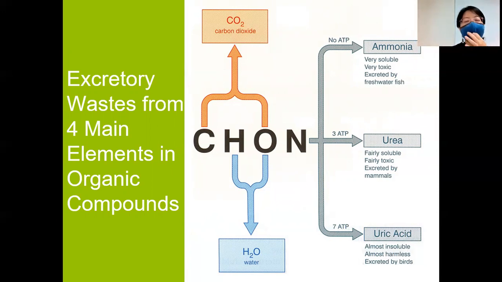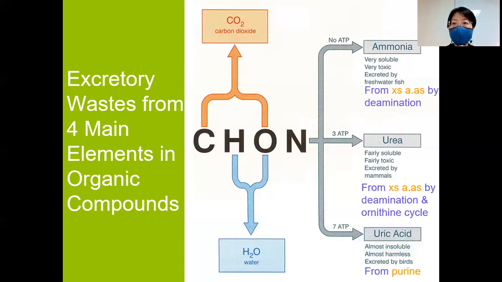That's very smelly, very toxic, but it's very soluble. Urea is soluble, not so toxic. Uric acid is totally insoluble and not toxic. So usually our body produces mainly urea, but we actually produce ammonia first. So let's look at how our body removes this nitrogenous waste from organic molecules. Here I've given you extra information. This ammonia, urea, and uric acid come from excess amino acid.